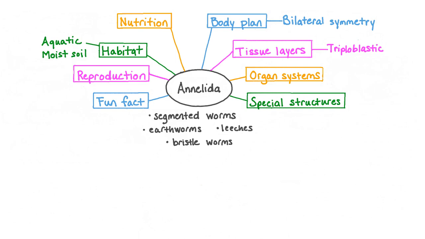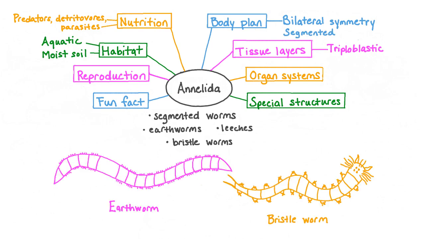Segmented worms can be found in salt or fresh water, or on land where they help to create healthy soil. Most members of Annelida are predators or detritivores, which means they feed on decaying plant and animal matter. Some groups, such as the blood-sucking leeches, are parasites. As you may have guessed from their common name, annelids have segmented bodies, a feature that distinguishes them from the other 2 worm phyla, Platyhelminthes and Nematoda.